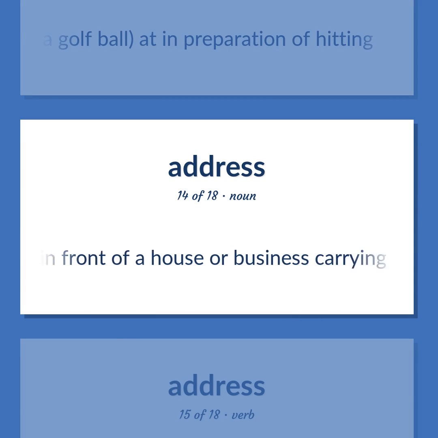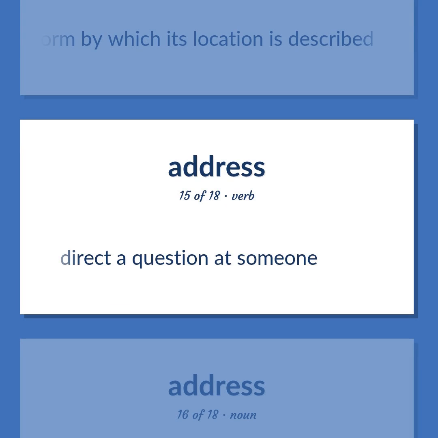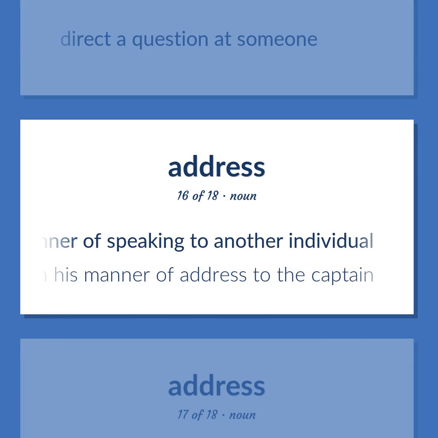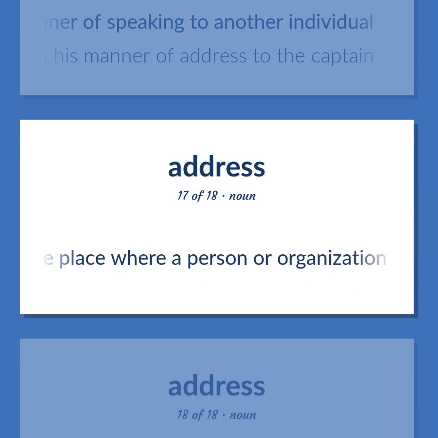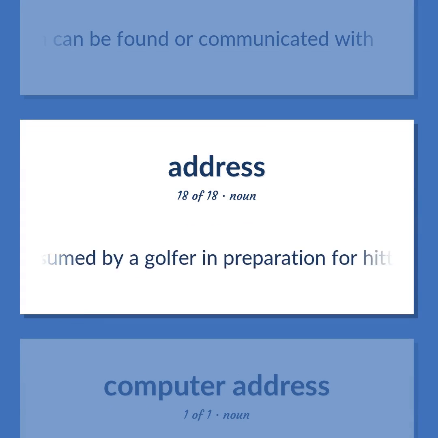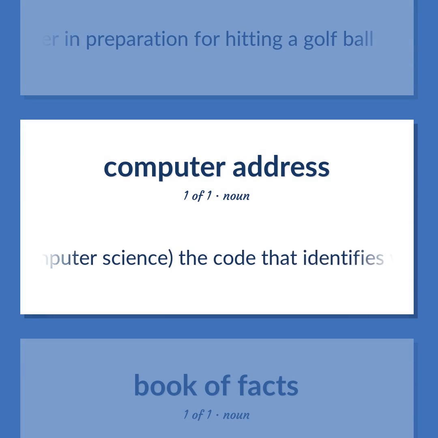A sign in front of a house or business carrying the conventional form by which its location is described. Direct a question at someone. The manner of speaking to another individual. He failed in his manner of address to the captain. The place where a person or organization can be found or communicated with. The stance assumed by a golfer in preparation for hitting a golf ball. Computer science. The code that identifies where a piece of information is stored.